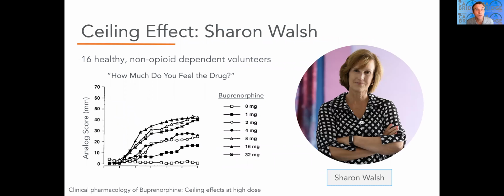The ceiling effect is incredibly strong, right? Sharon Walsh, someone I work with a lot, did a seminal series of studies where she gave volunteers, who had been opiate experienced in the past but were not opiate dependent, like you or me, 32 milligrams. Imagine I just took 32 milligrams right now. It turned out that the experience at 32 milligrams, the little dotted line, was no different in terms of how much they felt the drug than the 8 milligram tablet. So the idea that the big dose is really that different in terms of risk from standard dosing is just not backed up by science.